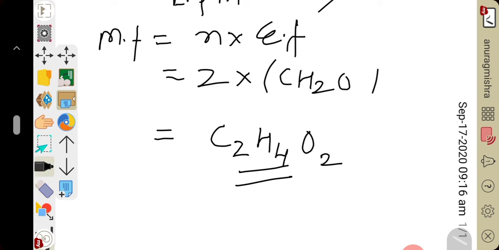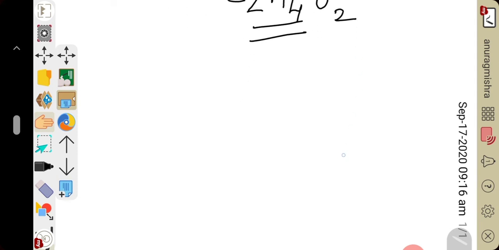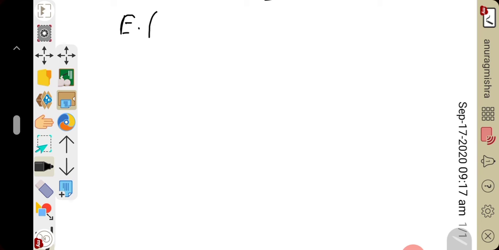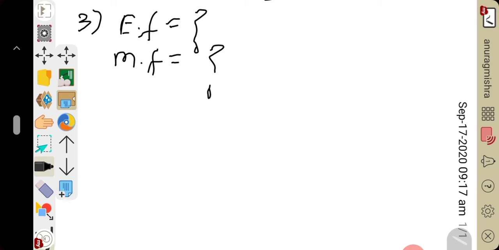Now come to the next numerical. Calculate the empirical and molecular formula of a compound having the following percentage composition. You have to calculate the empirical and molecular formula both. Numerical number 3: empirical and molecular formula.